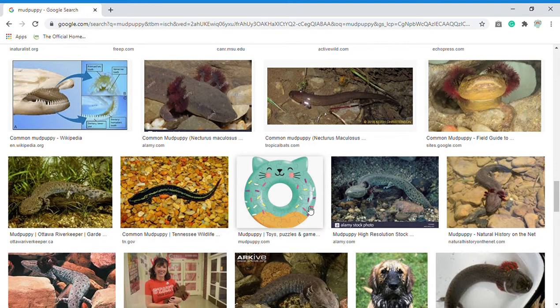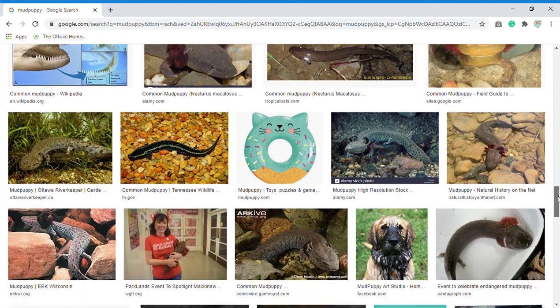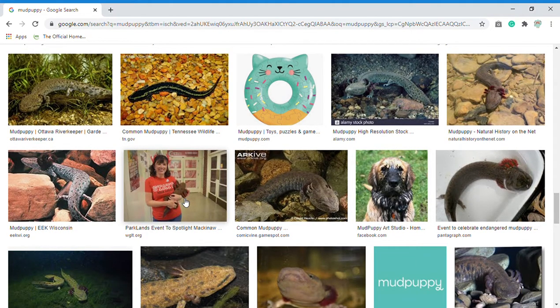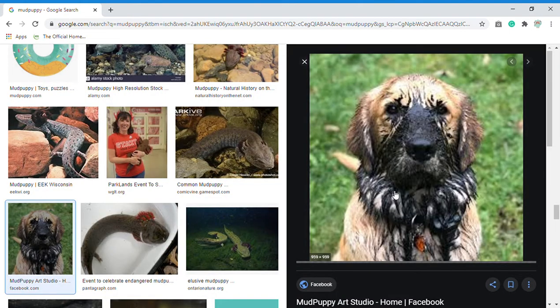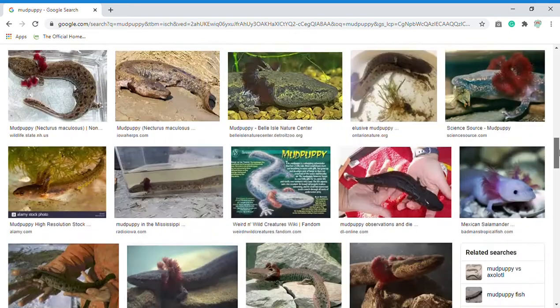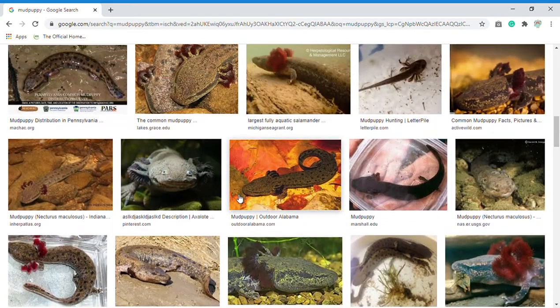Oh, this is not what a mud puppy looks like. Please don't draw this. Is this lady holding one? Oh my word. Look, they gave us a mud puppy. This is adorable, but that's not what I mean. This isn't the animal that I'm looking for. But oh my word, I'm sorry. This is just the cutest thing ever. It's a mud puppy. I love that. Okay. Sorry. That's not what this is about.